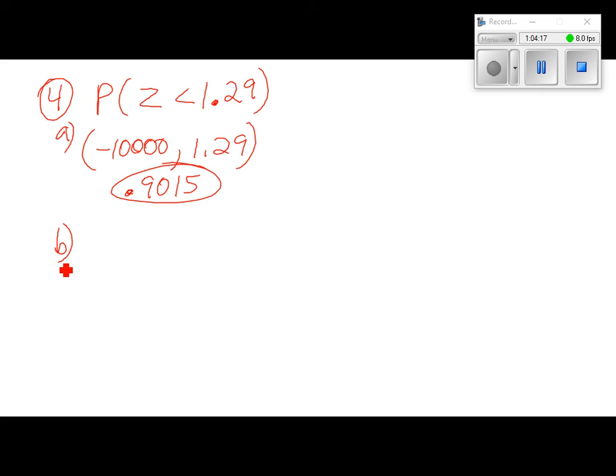That's A. B. What do we punch in this time? Let's just say what we punch in the calculator. 1.785, that's our low limit. 10,000 is our high limit. 0.037.